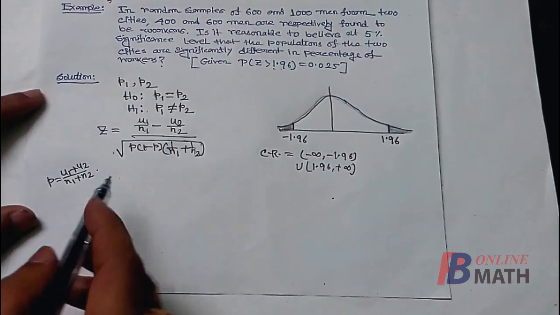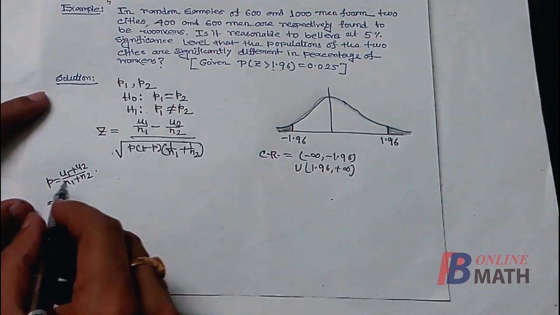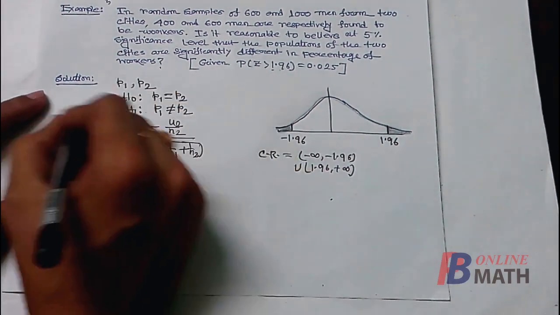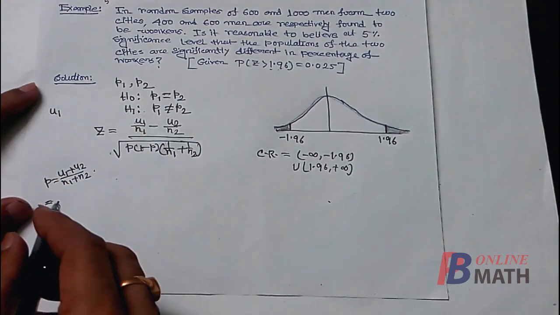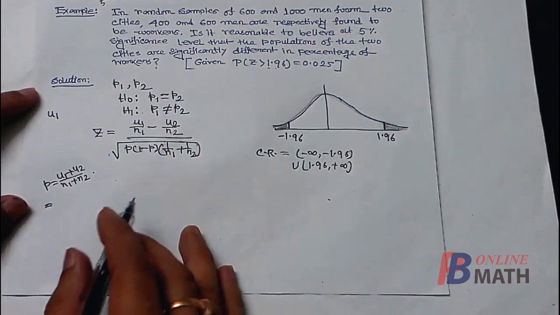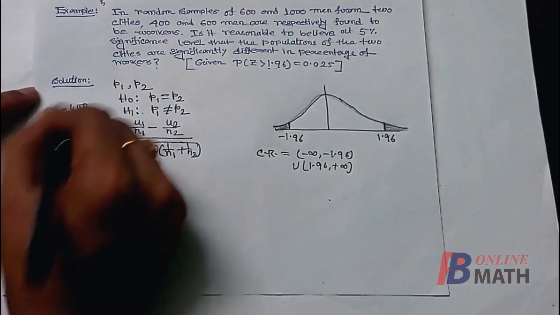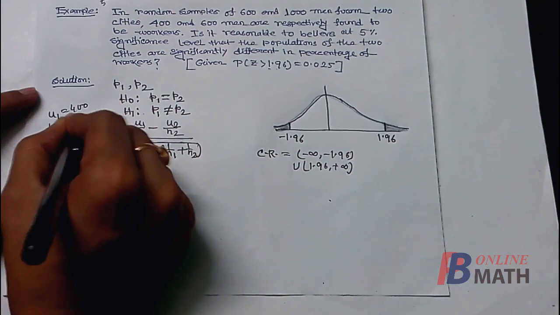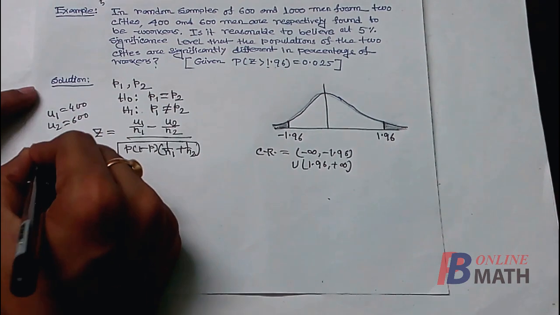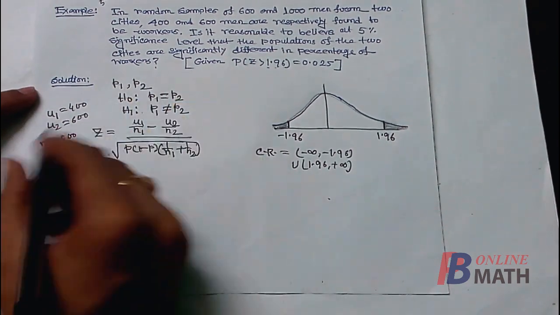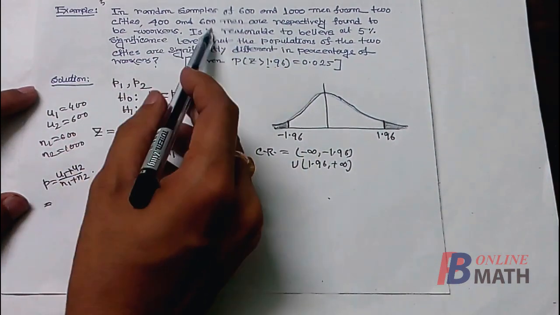Okay, next we compute the value of this test statistic. First of all we compute the value of p. What are the values of u1 and u2? Here u1 is the observed value for the first sample. We find that out of 600 people, 400, so this 400 is the value of u1. u2 is 600, and n1 and n2 are the sample sizes. n1 is 600 and n2 is 1000. So these are the samples and these are the observed values.